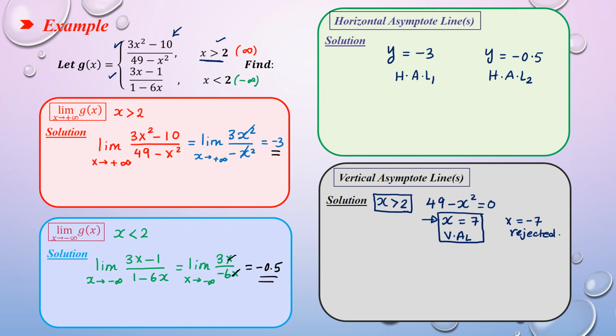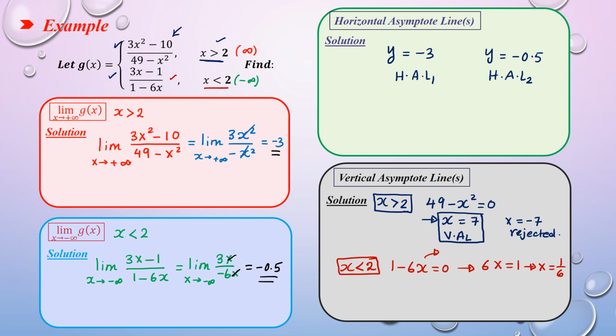Now we're going to go to the next interval, which is x less than 2. For x less than 2, the function is 3x minus 1 divided by 1 minus 6x. Now you have to put the denominator equal to 0, and you have to solve this equation by moving negative 6x to the right hand side, or adding 6x to both sides. You will get 6x equals 1, so x equals 1 over 6.